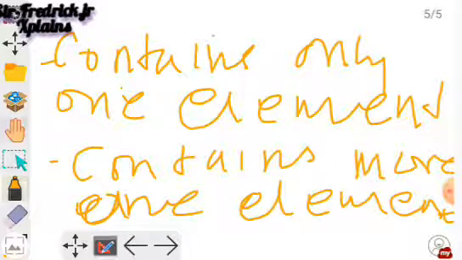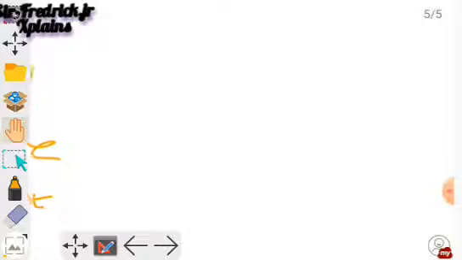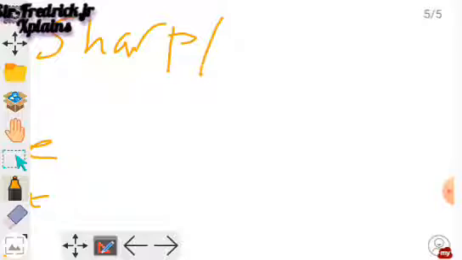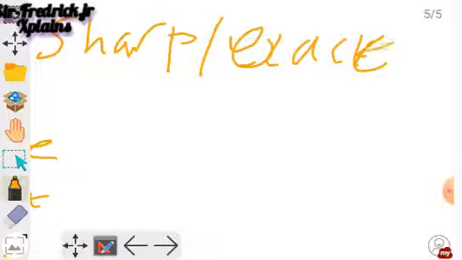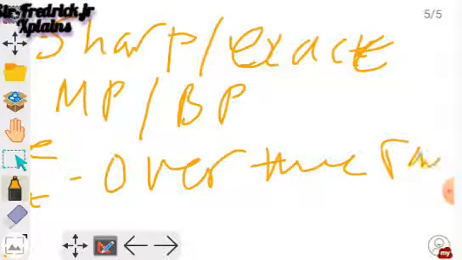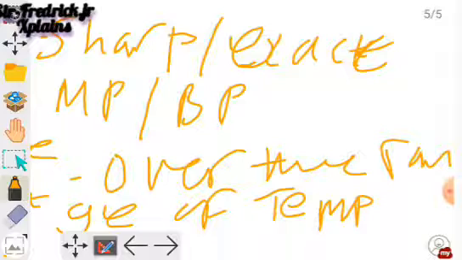Not only that, we also differentiated pure and impure substances in the following way. A pure substance has a sharp, exact melting point (MP) and boiling point (BP), while an impure substance melts over a range of temperatures.